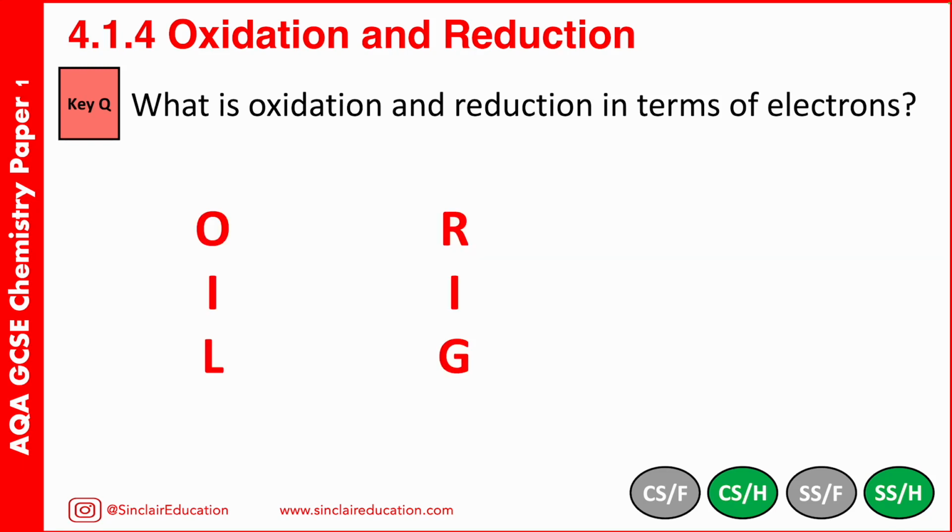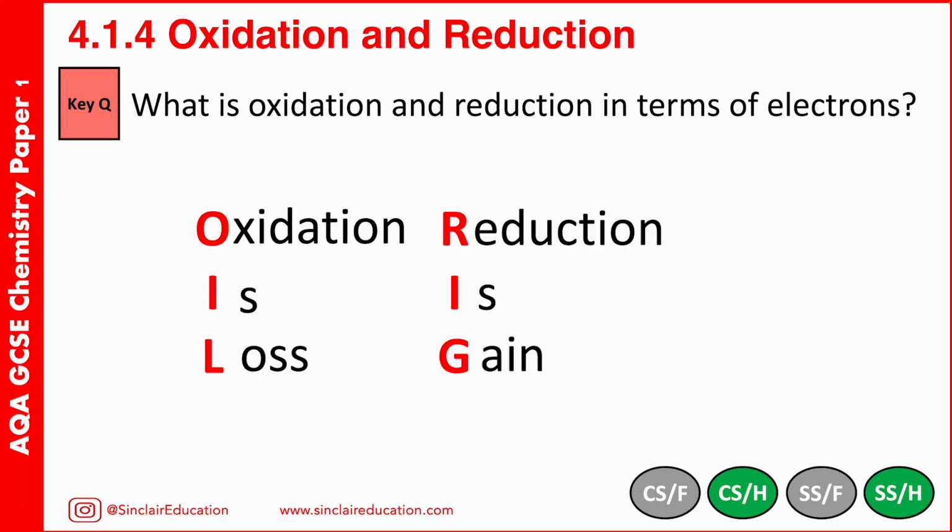A way of remembering this is OIL RIG, and this stands for oxidation is loss while reduction is gain. So this is in terms of electrons what's happening, and it's worth mentioning there might not even be any oxygen in the reaction, but if we've got a loss or gain of electrons, we can have oxidation and reduction also.